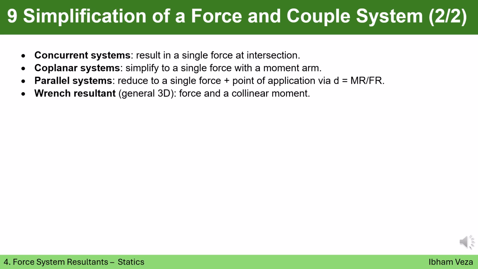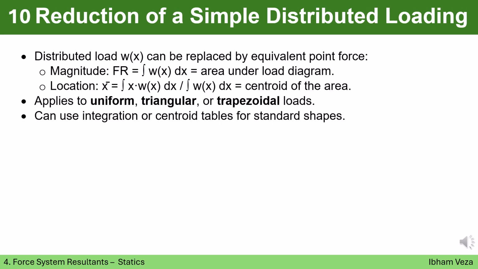Different force systems can be simplified in different ways. Concurrent systems may reduce to a single force, while parallel systems can be represented by a single force acting at a specific location. In three-dimensional systems, the final result may be a wrench, which consists of a force and a collinear moment.